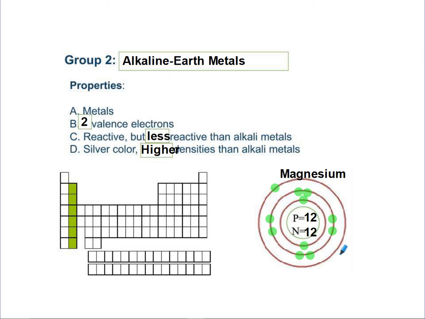and 2 valence electrons. And the reason it's a little bit less reactive than an alkali metal is that unlike alkali metals, you have to lose 2 valence electrons instead of just 1. Losing 2 is easier than gaining 6, but losing 2 is a little bit harder than losing just 1. So it's reactive, but just less reactive than your alkali metals.